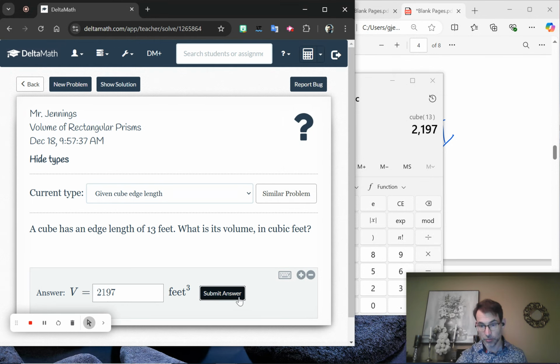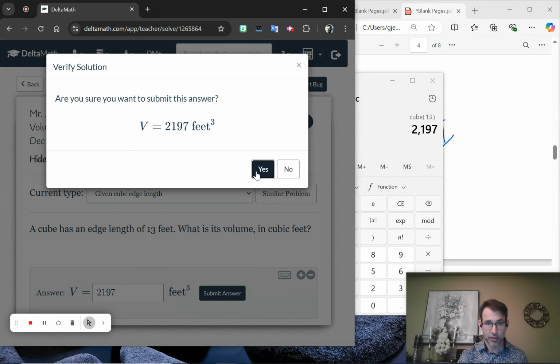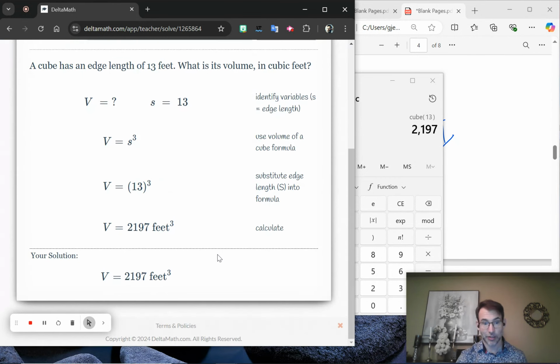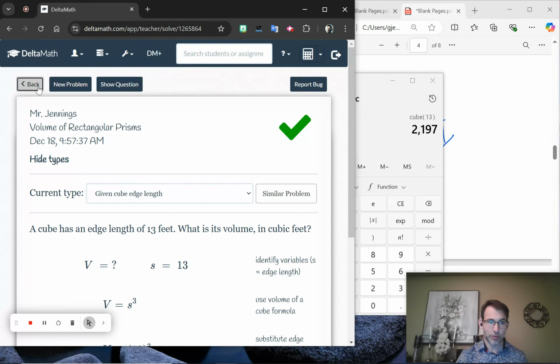2197 is 13 cubed. I'm trying to remember it because this may come up again. It came up yesterday and it's coming up today. It's 2197. So that's good. So that's how you do those.